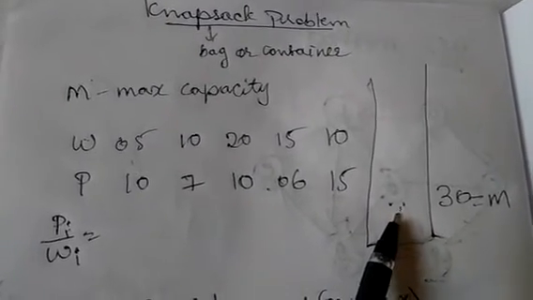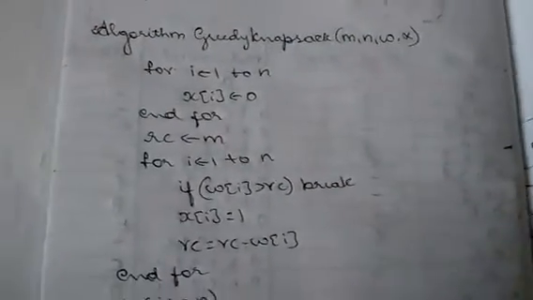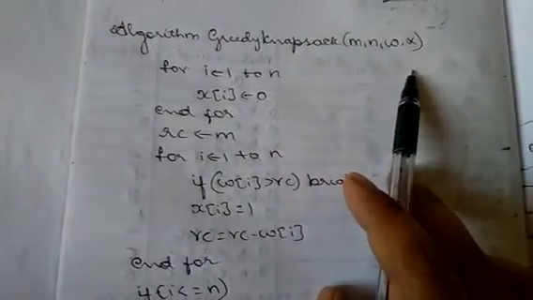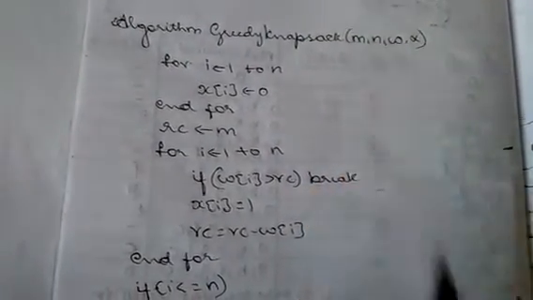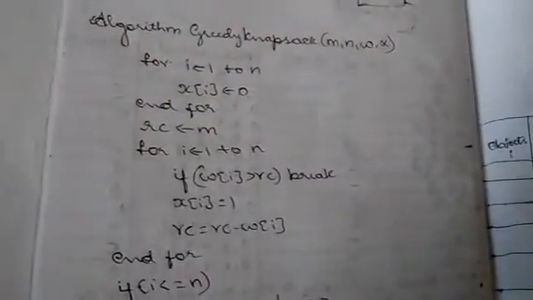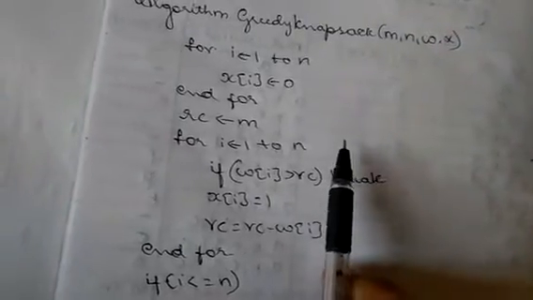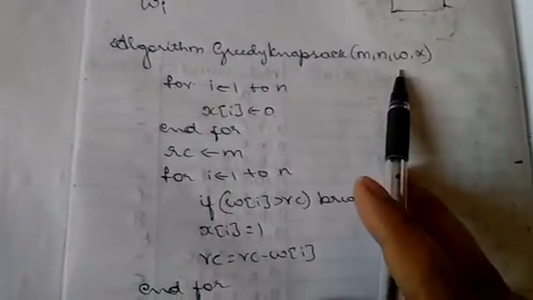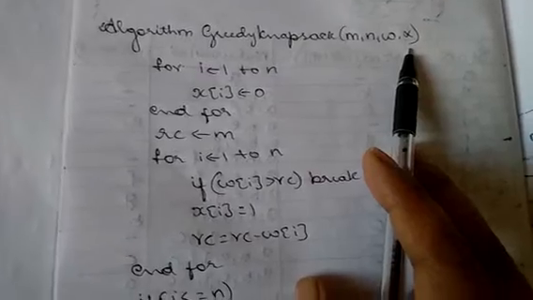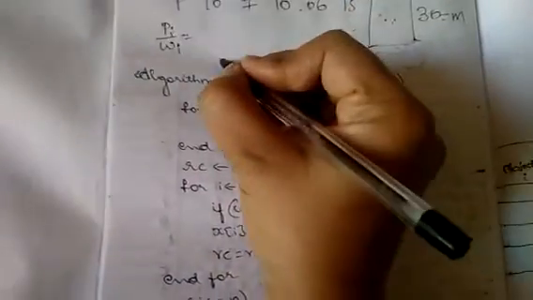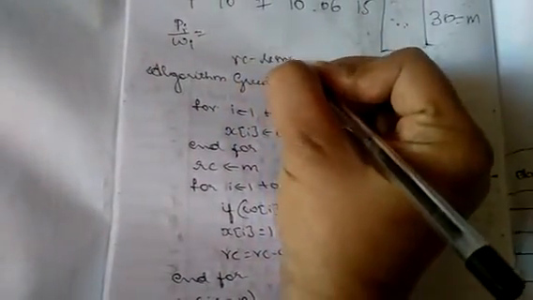Now let me see the algorithm for this knapsack problem. The algorithm is greedy knapsack, M, N, W and then X. What is M? M is the maximum capacity of the knapsack, and N is the number of objects you can fill, W is the weight, and X is the solution vector. I'll start over here, and you must know RC. RC means remaining capacity.